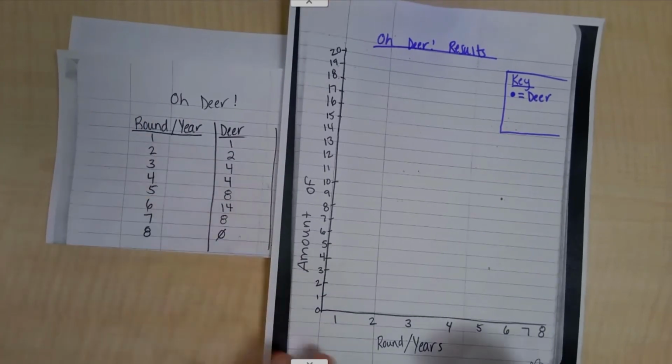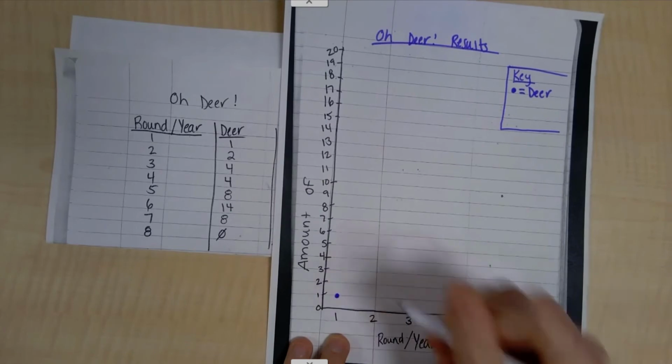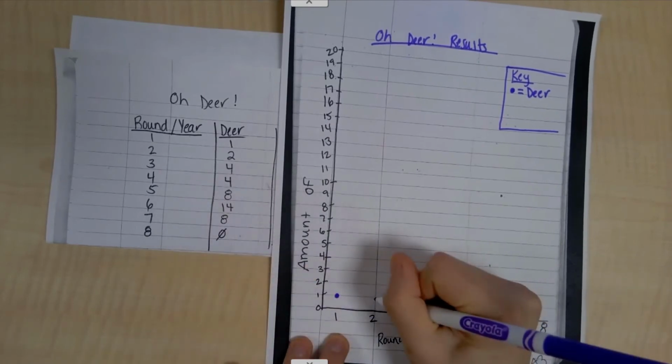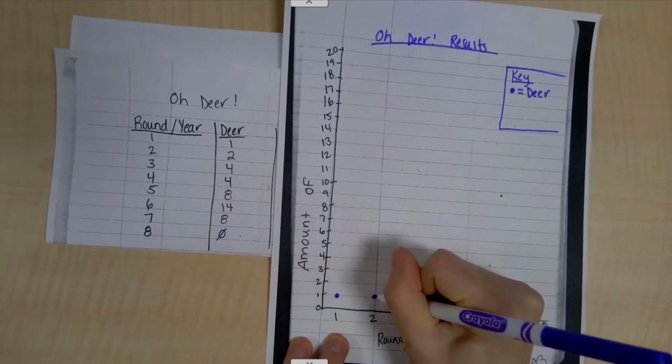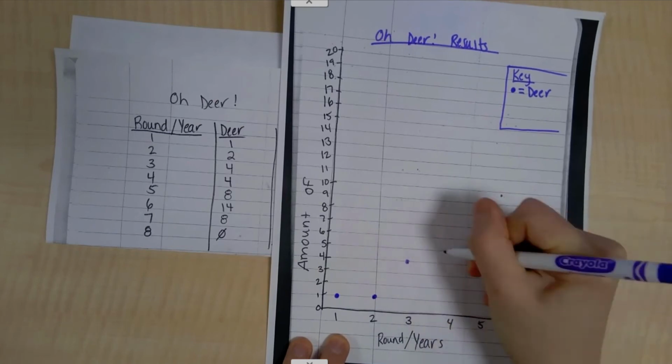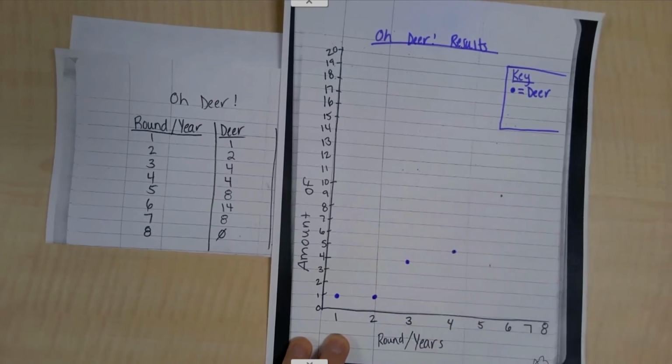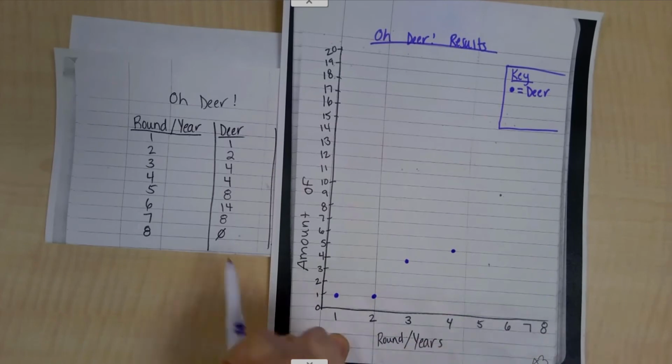So round 1, I was at 1 deer. Round 2, 2 deer. 4. Go ahead and graph the deer and the round.